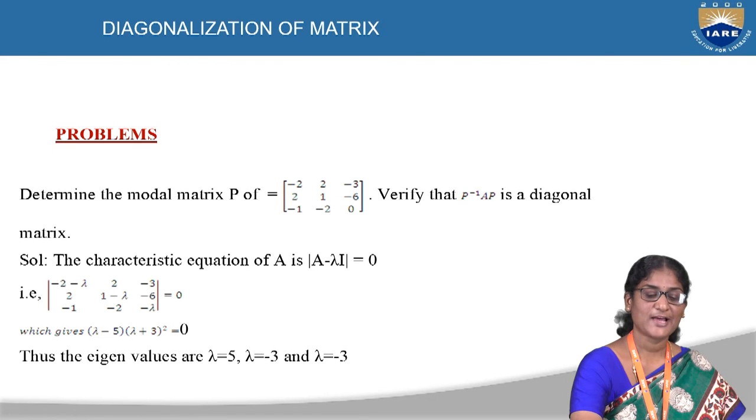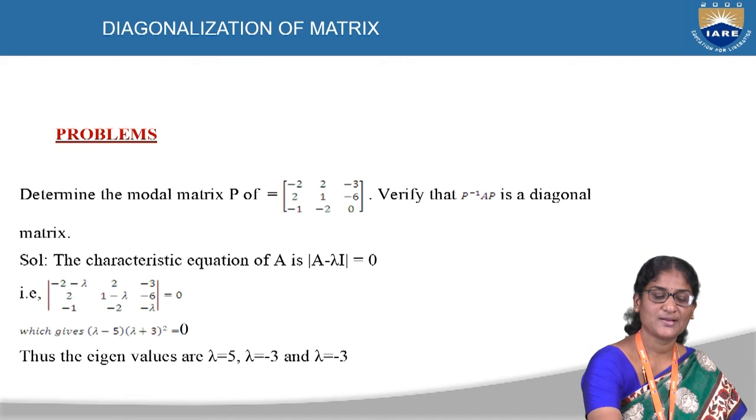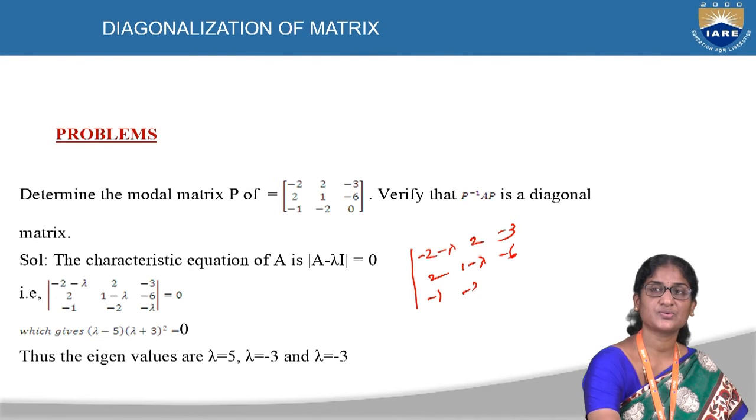Now, first we would like to find out the eigenvalues for the given matrix by calculating the characteristic polynomial equation, that is determinant of A minus lambda I is equal to 0, where lambda represents the eigenvalues. So directly you can take the determinant by replacing the diagonal elements: -2 minus lambda, 2, -3; 2, 1 minus lambda, -6; -1, -2, 0 minus lambda.